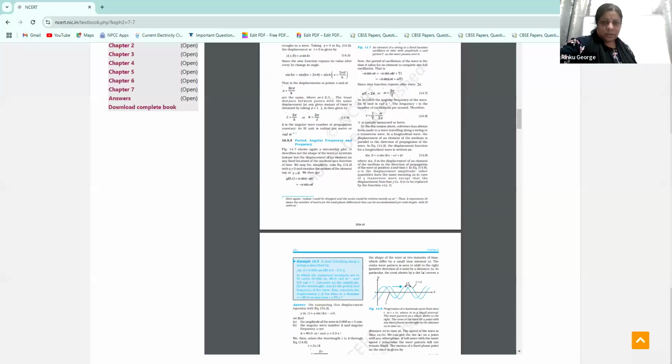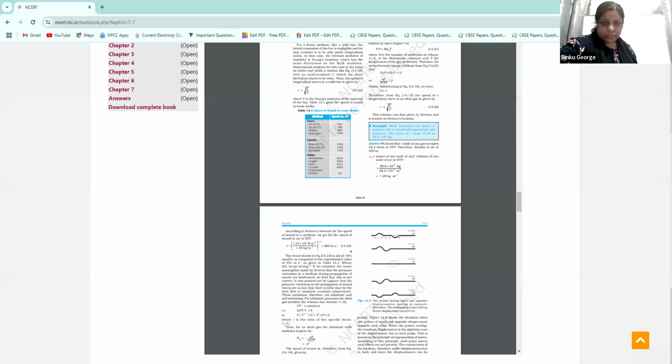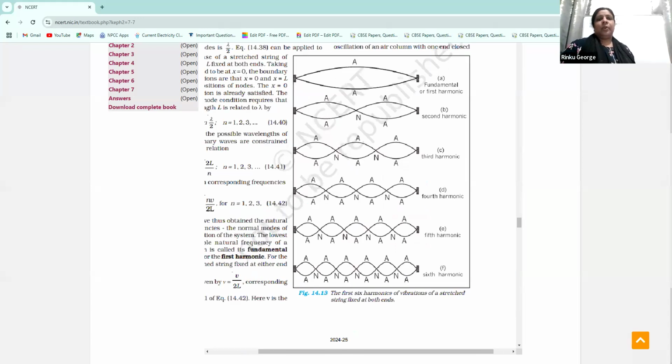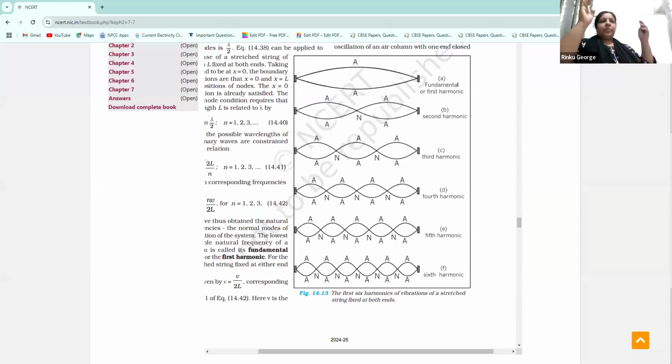So you can copy the diagram in the textbook. I think it is figure 14.13. If it's this figure, you have to copy. All the 6 cases you have to draw. It should be the same length. You should not draw one this much length and the other this much length. The length should be the same.